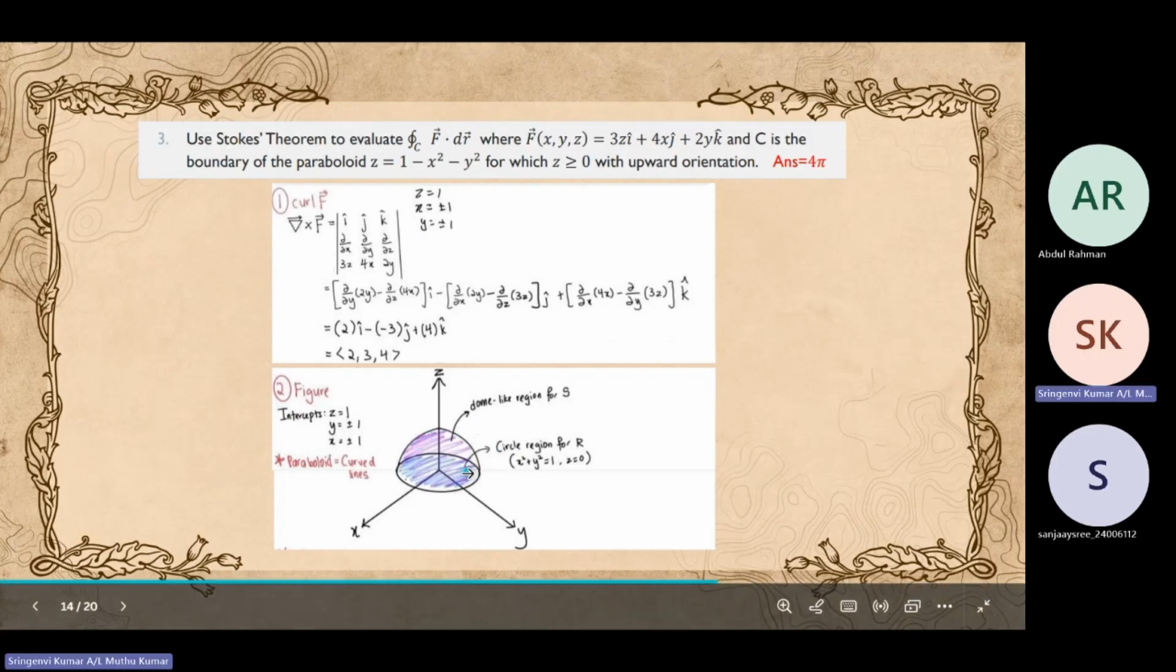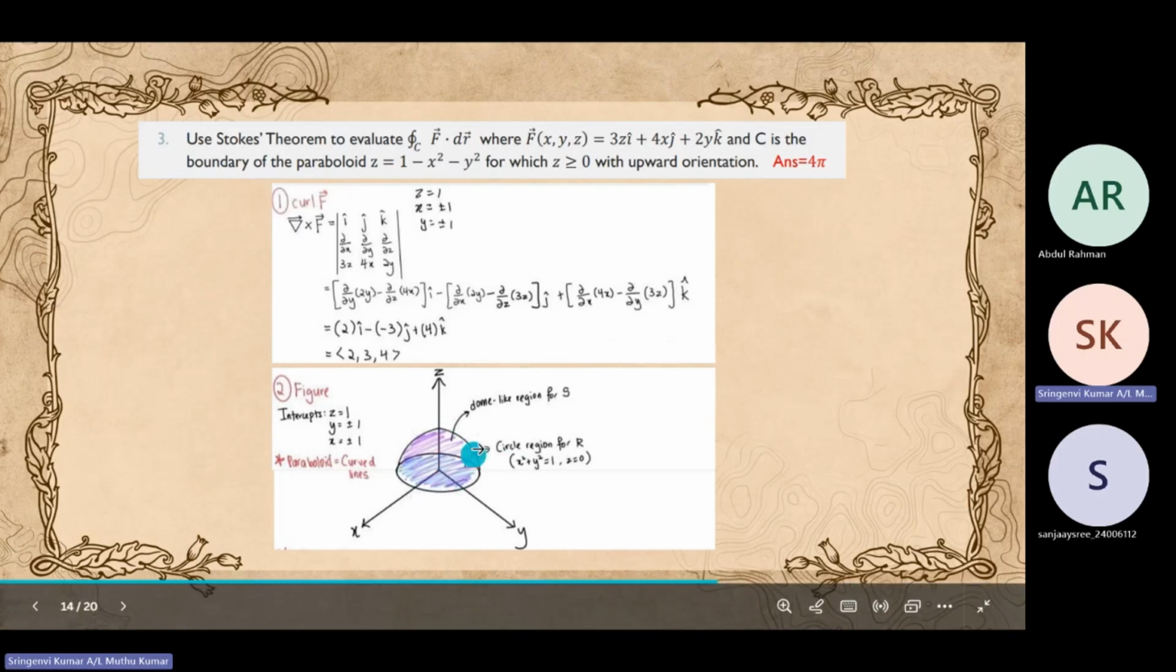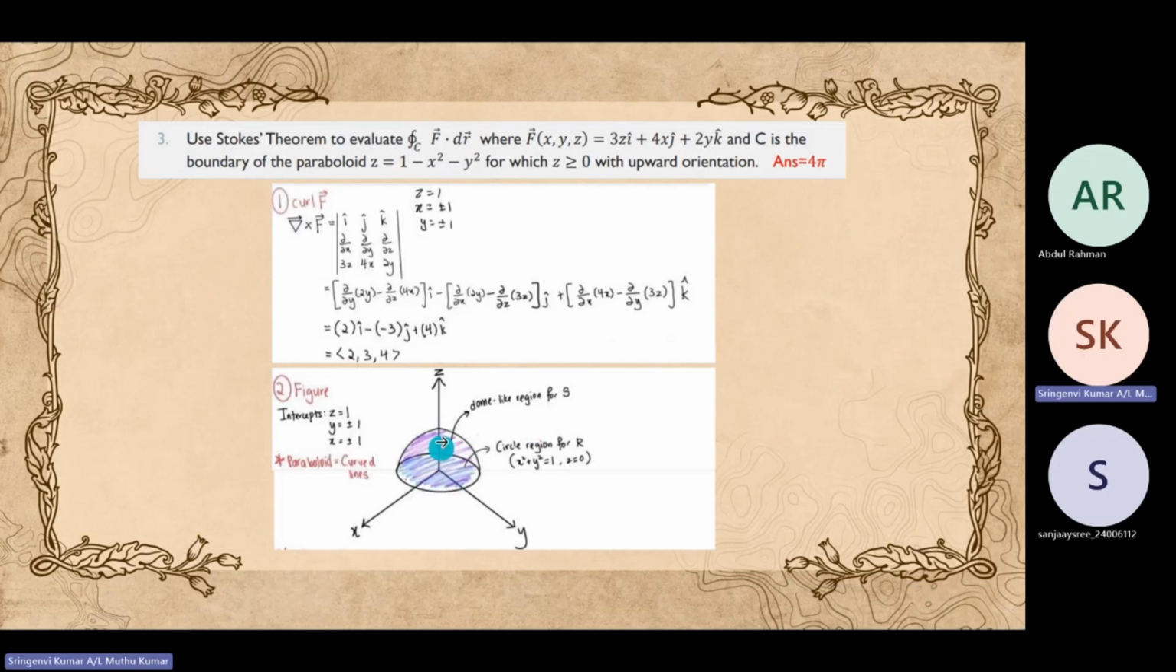The orientation for this will give us the dome-like region for S, and the normal will yet again be 0, 0, and 1. Okay, first we compute the curl using the same formula, the gradient cross product of f vector. And here we assume z is equal to 1 and x is equal to plus or minus 1 and y is equal to plus or minus 1 given from the equation. And we get the answer for this.